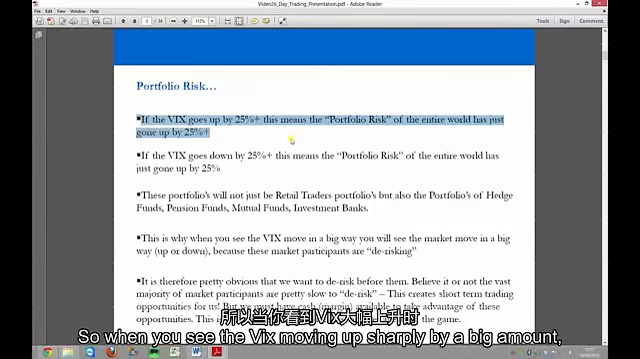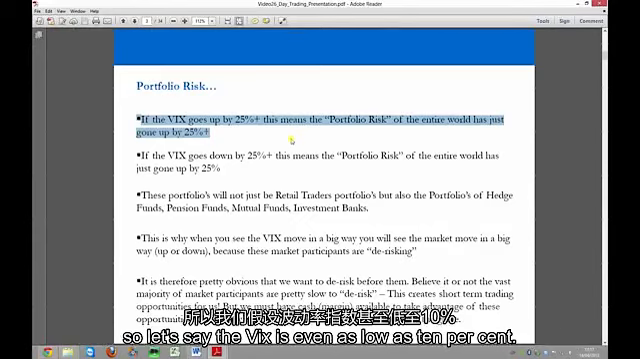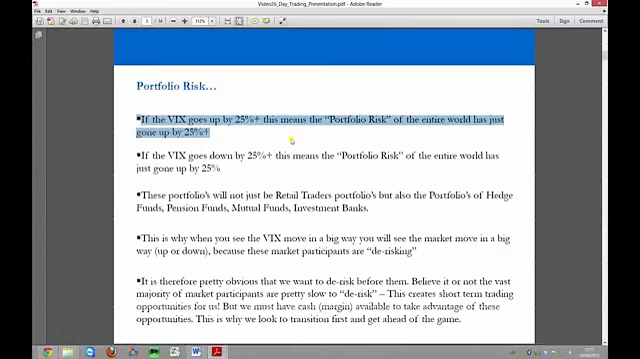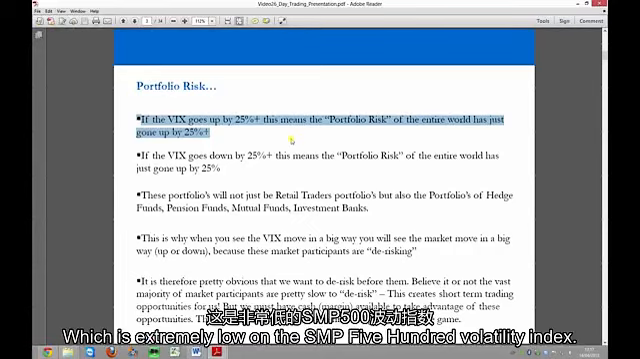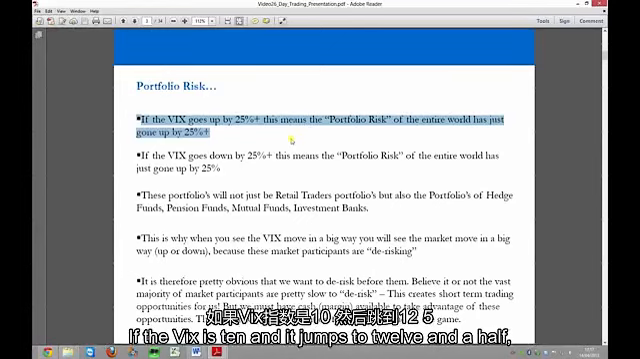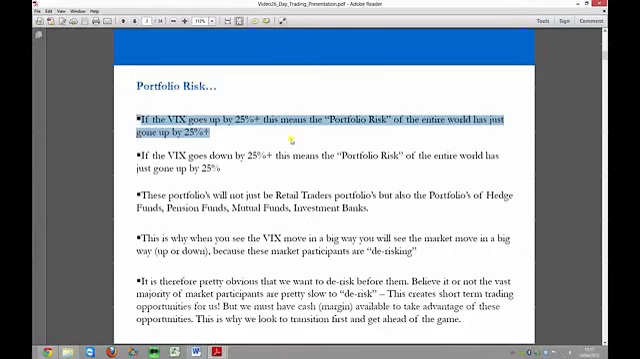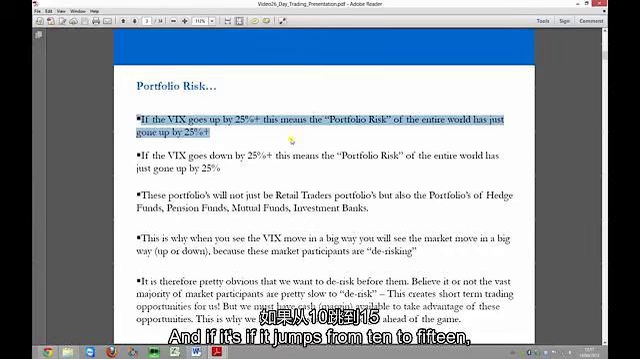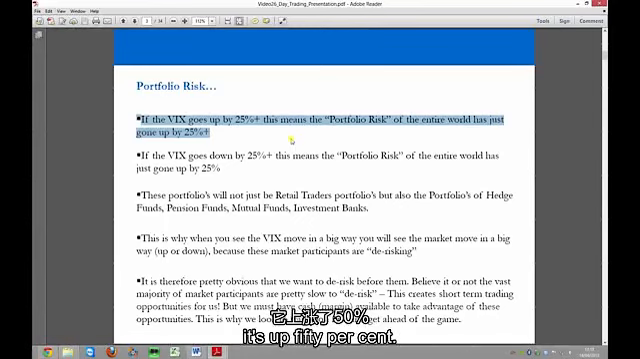So when you see the VIX moving up sharply by a big amount, so let's say the VIX is even as low as 10%, which is extremely low on the S&P 500 volatility index. If the VIX is 10 and it jumps to 12.5, it's up 25%. And if it jumps from 10 to 15, it's up 50%.